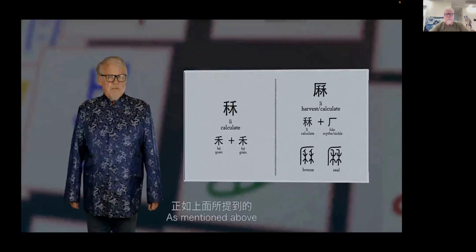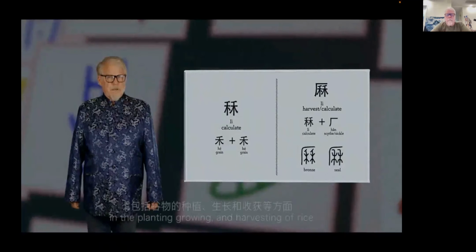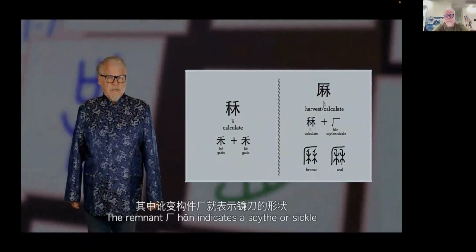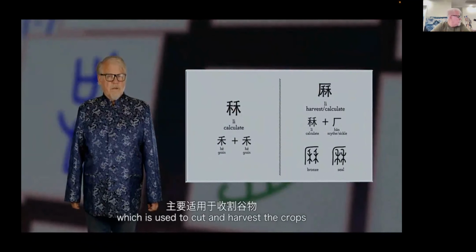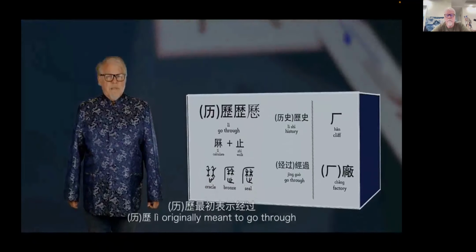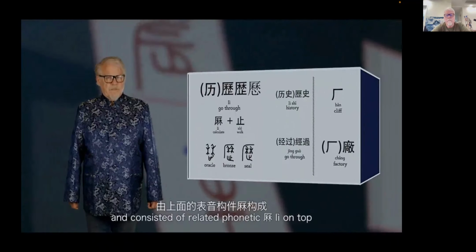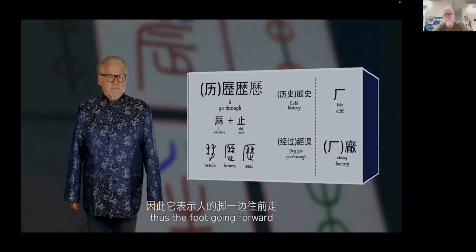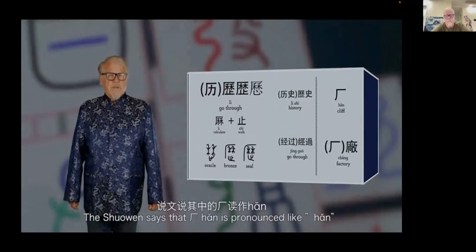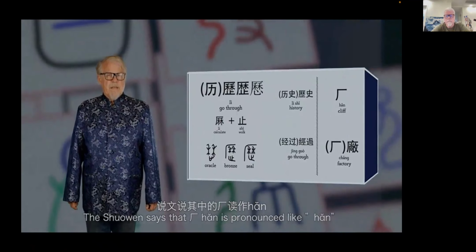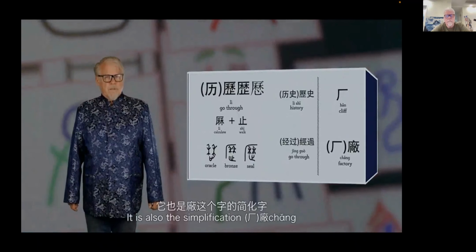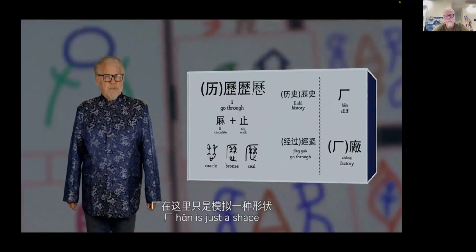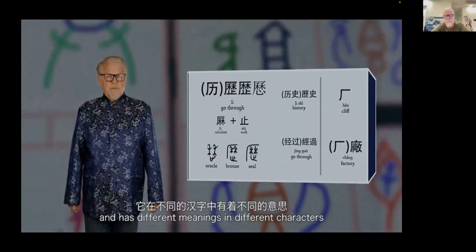Li means to calculate. As mentioned above, there are lots of things to consider in the planting, growing, and harvesting of rice. The remnant han indicates a scythe or sickle, which is used to cut and harvest the crops. Li originally meant to go through and consisted of related phonetic li on top and zhi to walk on the bottom, thus a foot going through and cutting the grain. Shuowen says that han is pronounced like han and means cliff, han. It is also the simplification of chang, which means factory. But in reality, han is just a simple shape and has different meanings in different characters.